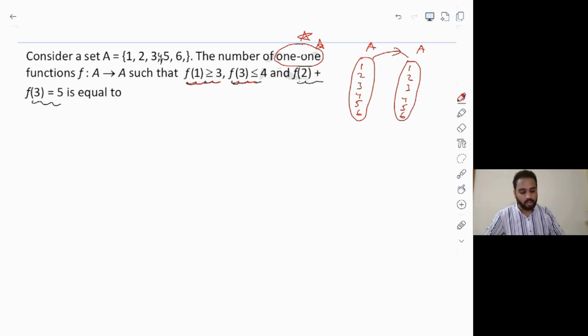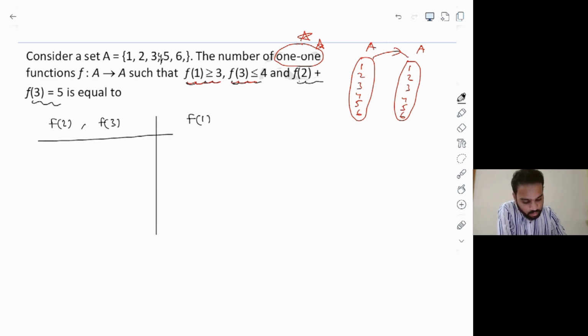Okay. That is why let us first observe the conditions or number of cases based on f(2) and f(3) here, and also f(1) obviously. So first what I am going to do is I'll try to list out the cases for f(2) and f(3). Based on this f(2) and f(3), I am going to calculate the values of f(1) here. Okay, so let us do it case by case and very carefully.